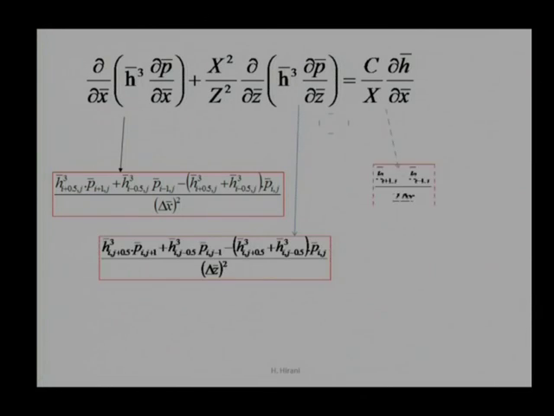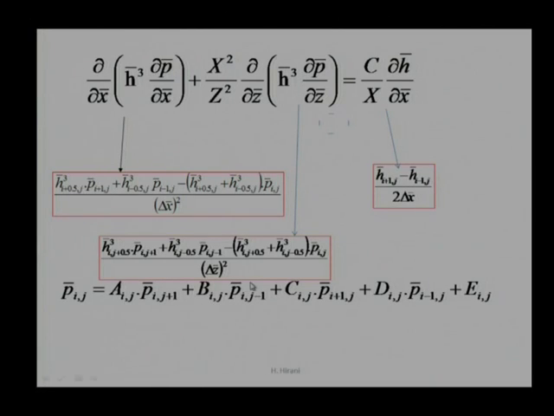Substituting this value, we can rearrange the equation something like this. P i j, the pressure at any node in x direction and z direction where the cross section comes, we can write in terms of 4 pressures: P i j plus 1, P i j minus 1, P i plus 1 j, P i minus 1 j, and a constant term at that node, that is E i j. Other multiplication factors with all these pressure terms will remain constant at any one node. They will not change.